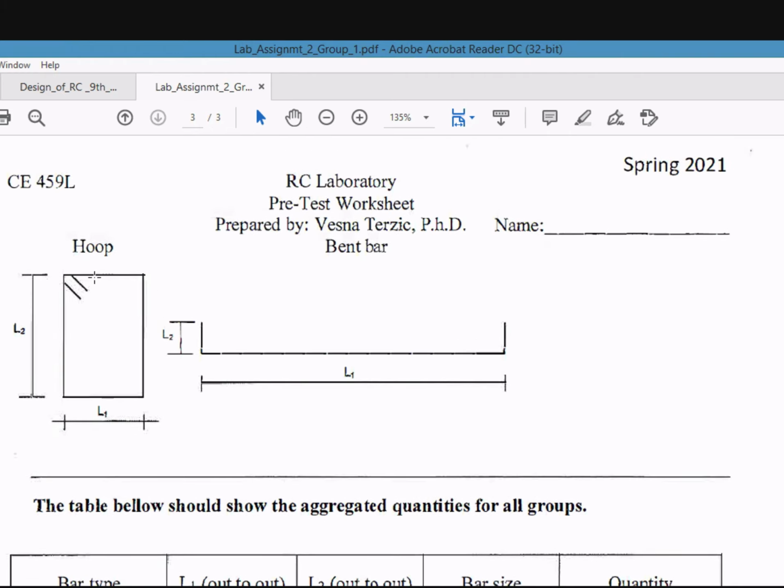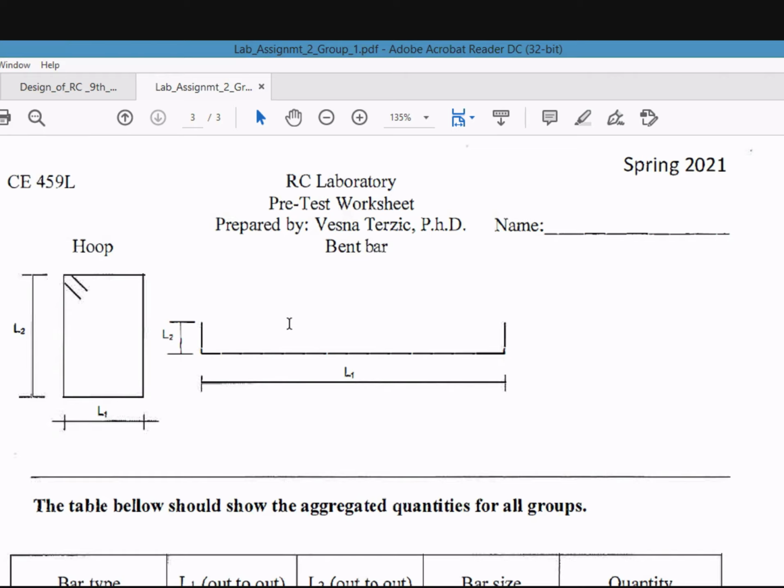Now our beam is 5 inches wide, right? So remember, this is going to go inside of the box, and you need some concrete on this side and that side. If this is 5 inches wide, let's say you want 1 inch from this side, 1 inch from that side. So 5 minus 2, so L1 is going to be 3 inches. Does that make sense? Yes. For the L2, for the hoops, the beam is 6 inches deep. So again, we need 1 inch at the bottom, 1 inch at the top. So 6 minus 2 is 4. So L2 is 4 inches. That's for the hoops. Is that clear?